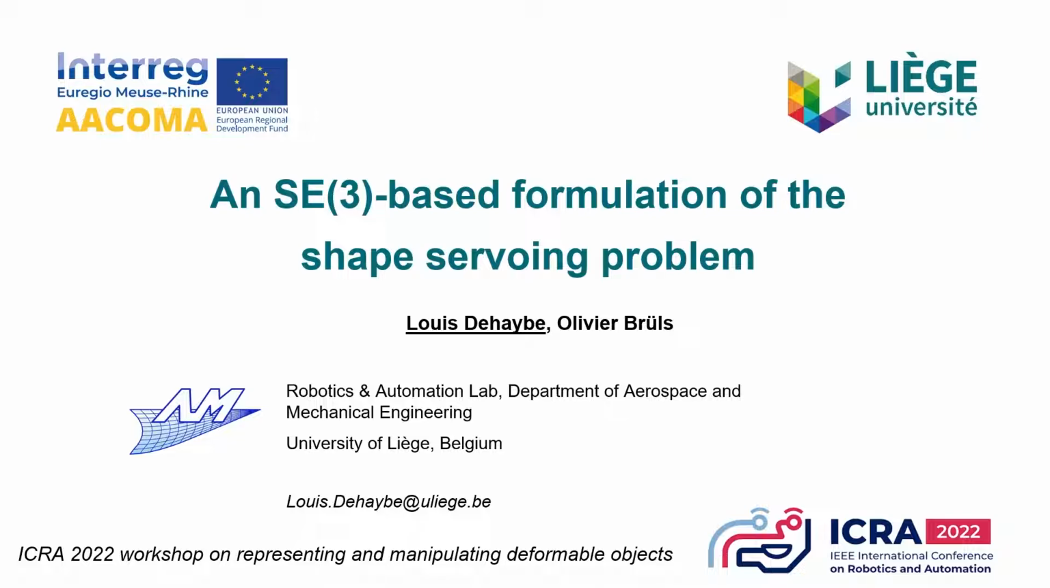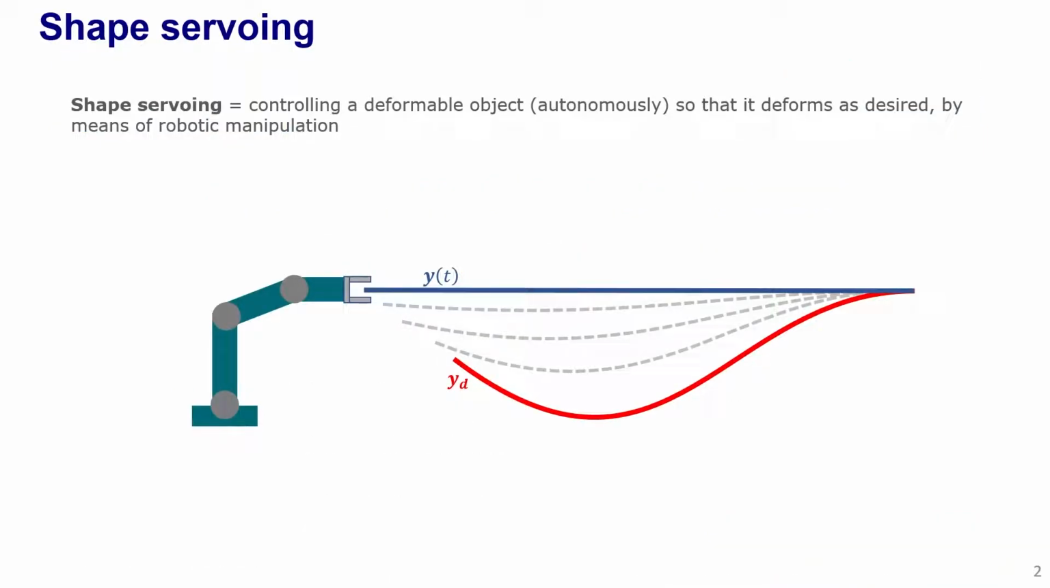Hi everyone, I'm Louis Dehe, and in this workshop I'm going to present our work entitled an SE3-based formulation of the shape servoing problem. A general approach to solve manipulation tasks is shape servoing, also called shape control. The goal of shape servoing is to provide commands to a robotic manipulator so that it deforms a deformable object autonomously to give it a desired shape.